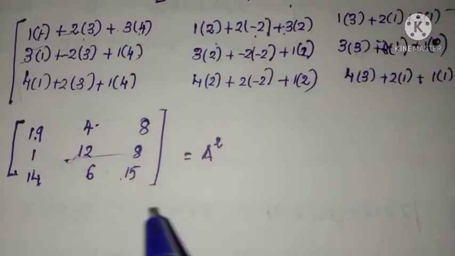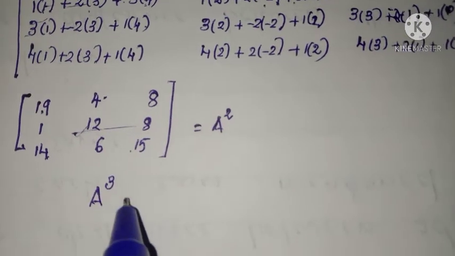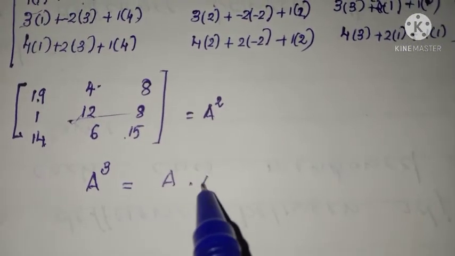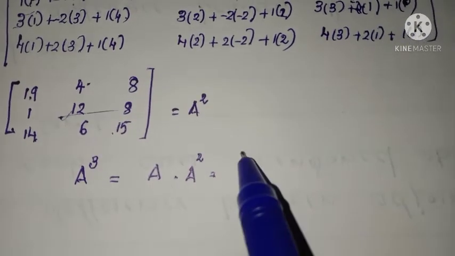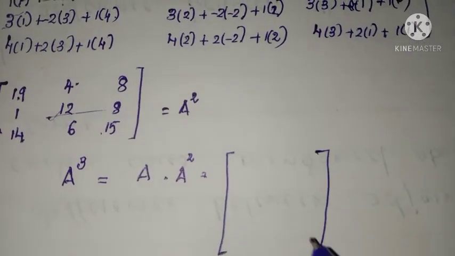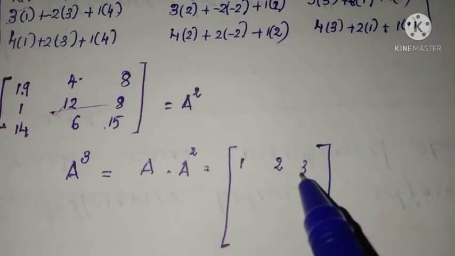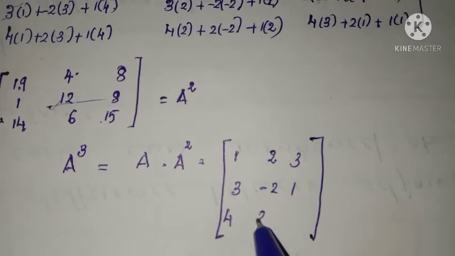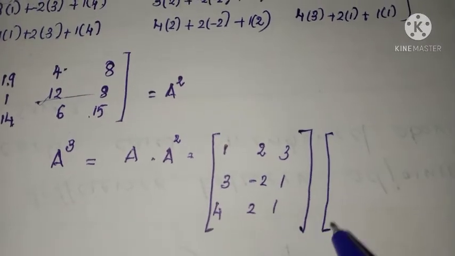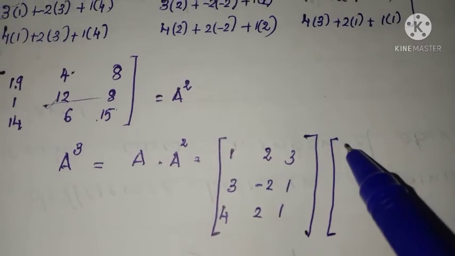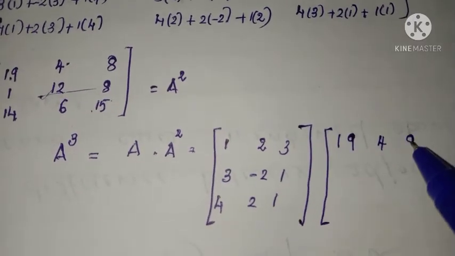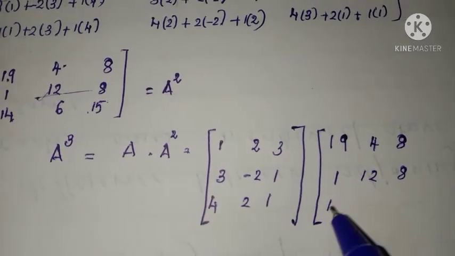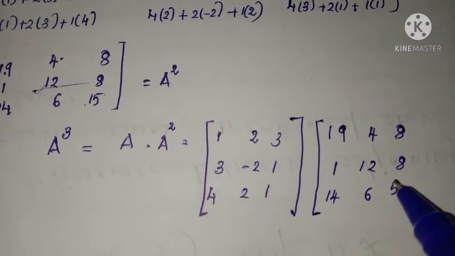Suppose we need to find A cube. To obtain A cube, we have to multiply the given matrix A with A square. That is, the given matrix [1, 2, 3; 3, -2, 1; 4, 2, 1] multiplied with our A square matrix, that is [19, 4, 8; 1, 12, 8; 14, 6, 15].